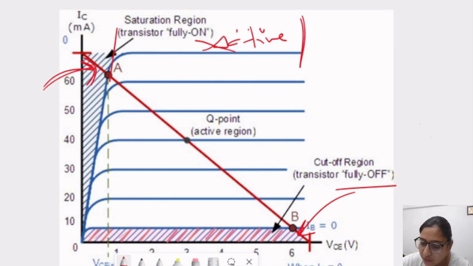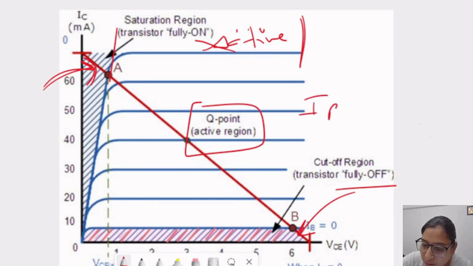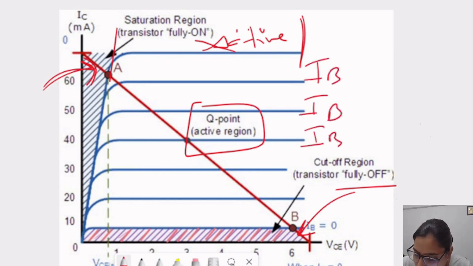So what is happening here? We have 2 points A and B, and the intersection of this is our Q point. Okay. What is Q point? Q point is the intersection point of IB and the DC load line. So this is our IB. IB is fixed in a particular manner. So all these points are Q points.